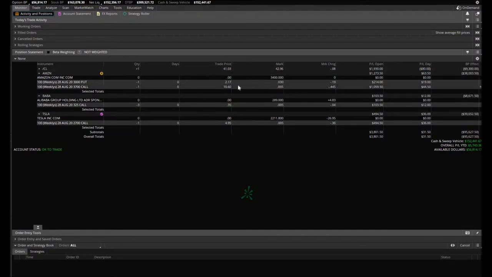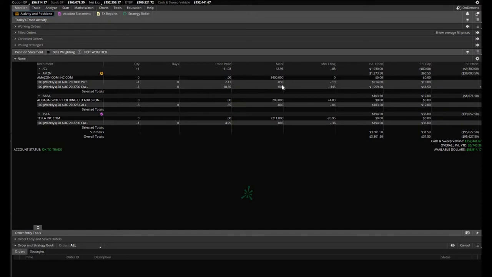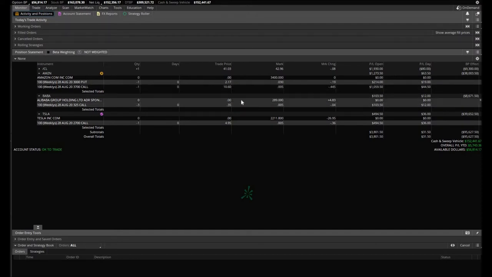Those expired worthless. The 3,000 puts, it's showing 3 cents, but you know they're down to nothing. The 3,700 calls on Amazon, BABA the 325 calls, and on Tesla the 2,700 calls.